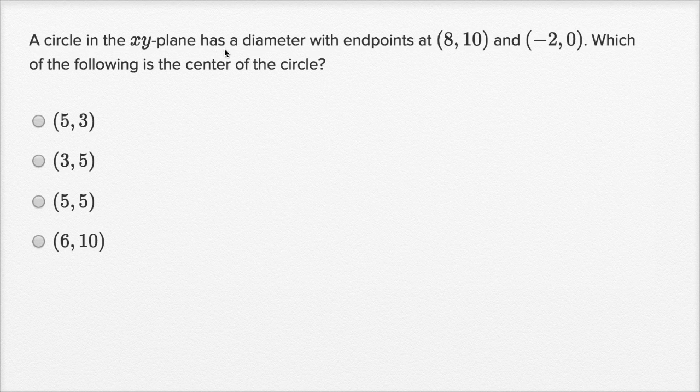A circle in the xy plane has a diameter with endpoints at 8, 10 and negative 2, 0. Which of the following is the center of the circle? So let's think about it.